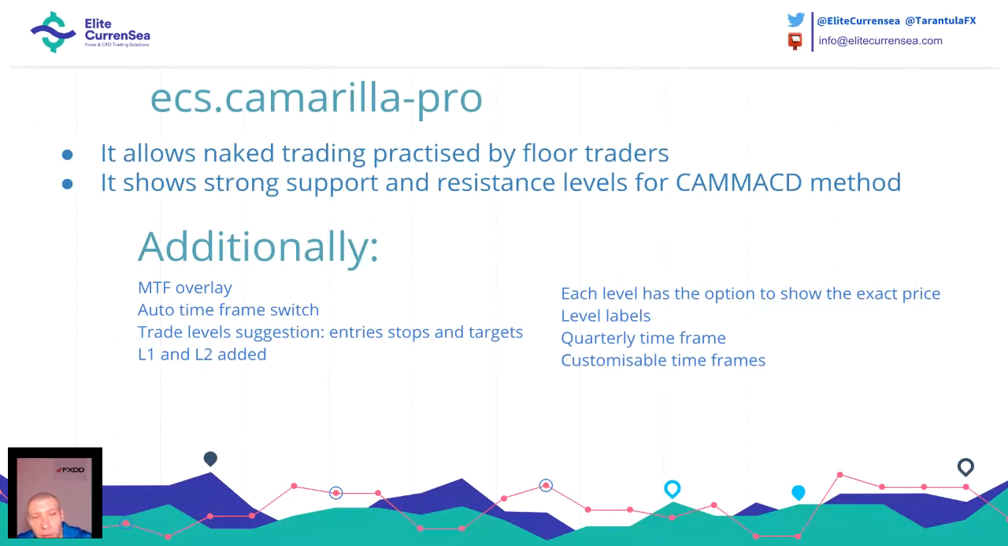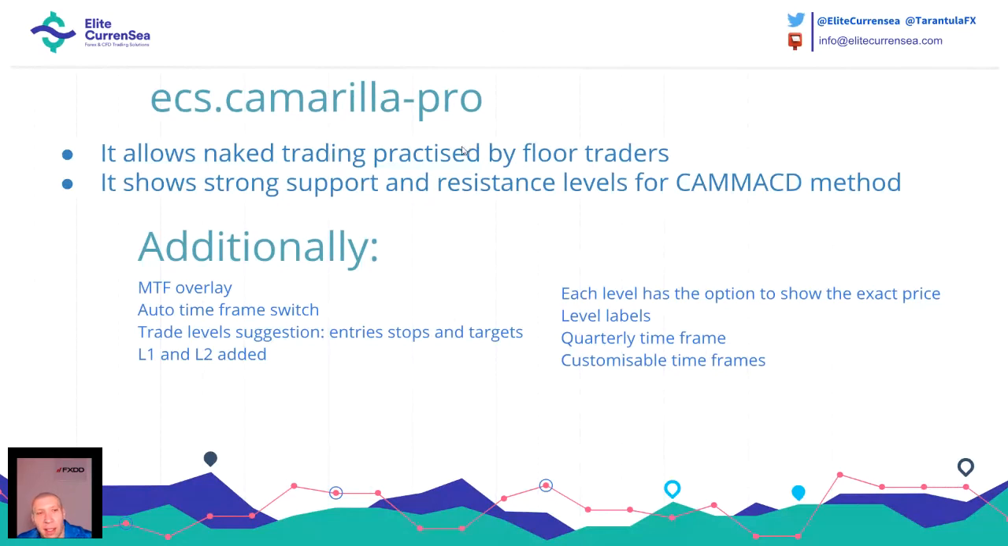Also, if you know what Camarilla is and you have all these levels, I will explain, of course, how you can use it. Each level has the option to show the exact price. There are different level labels, but the indicator also displays quarterly time frames, and each time frame is customizable.